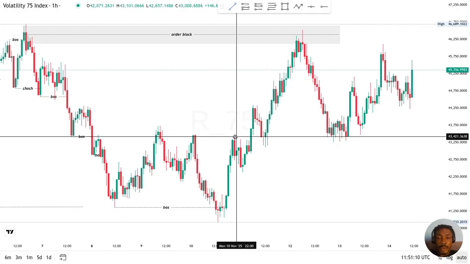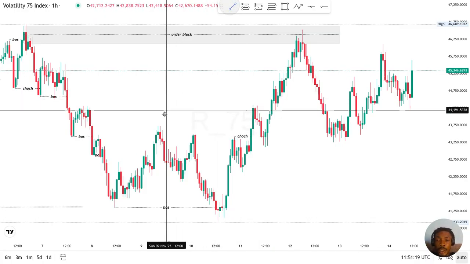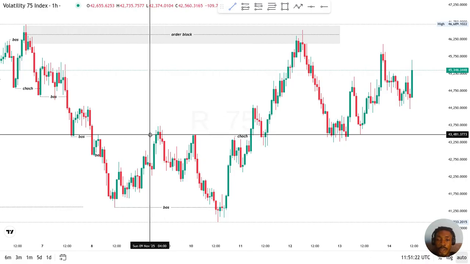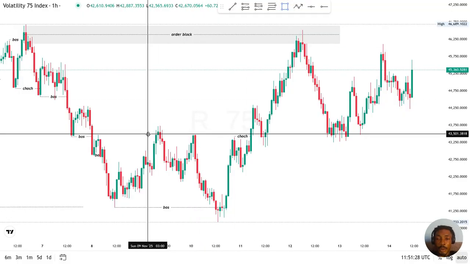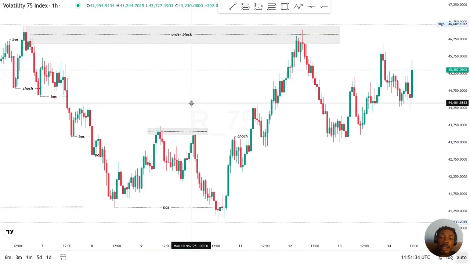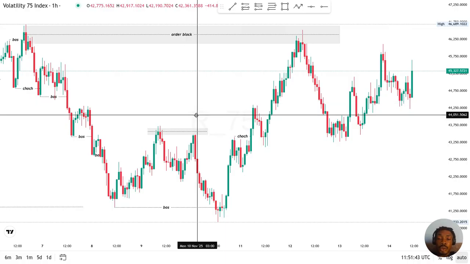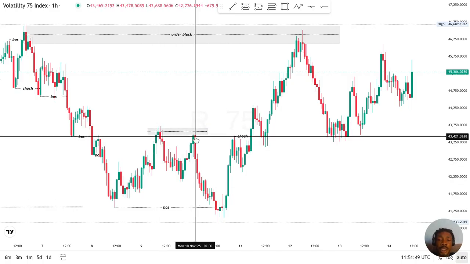So we're gonna mark this as the change of character. All right. Then let me explain something to you about this kind of scenario. You see the zone up there. That zone is also considered a resistance zone, because price tapped in once, came back, tapped in twice. You understand? So it's a resistance.